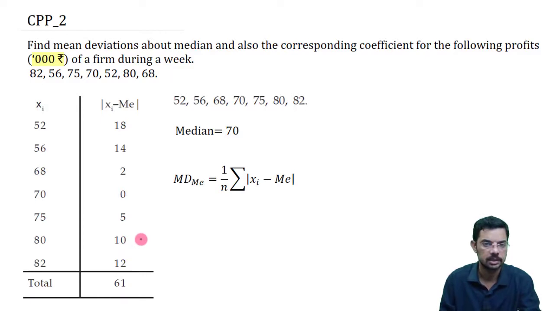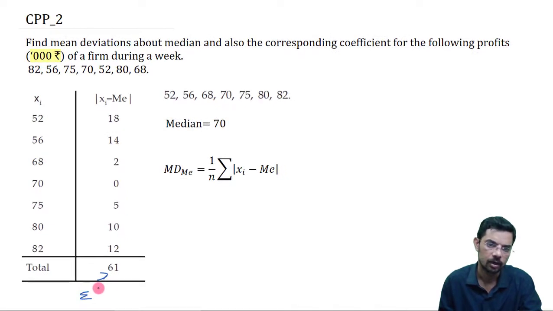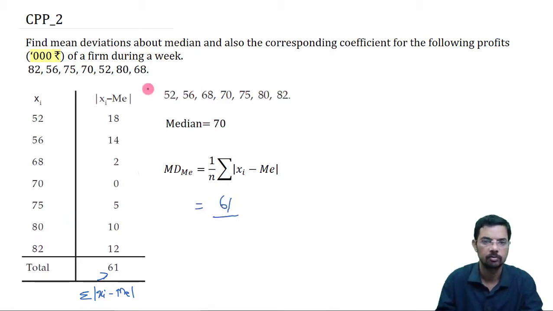Okay, we get 61, and we just need to put these values into this formula. This is the sum of all |xi minus Me|. So the sum of absolute deviations taken from the median is 61. What we get here is 61 divided by the number of observations. The number of observations is 7 in this case.